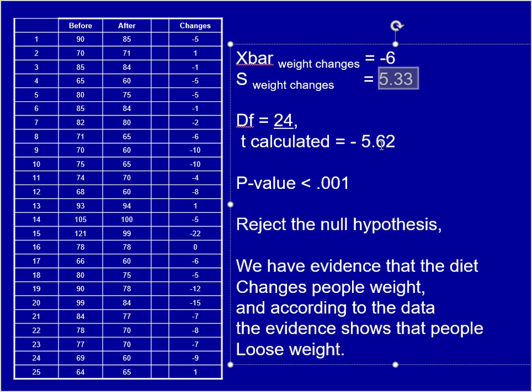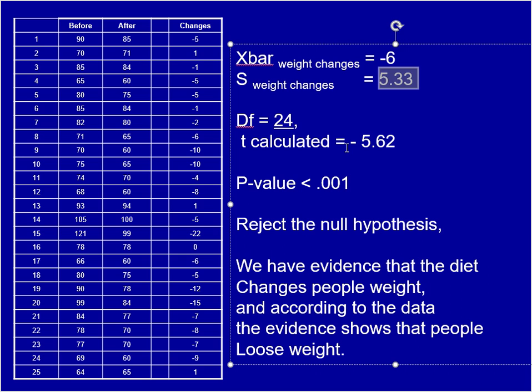If you go to your t table for degrees of freedom 24, you're going to find that the p-value is less than 0.001. Again, as a reminder, the p-value is the probability of t being as extreme as negative 5.62, and as extreme as, since the t is negative, you're going to take this negative value and go down. If the t was positive, you would take the positive value and go up. But you also have to multiply by 2 to account for both sides of the distribution.